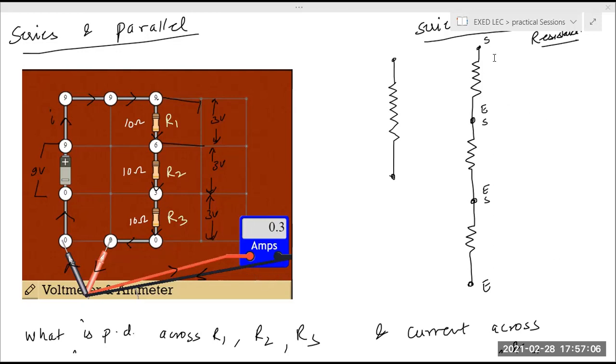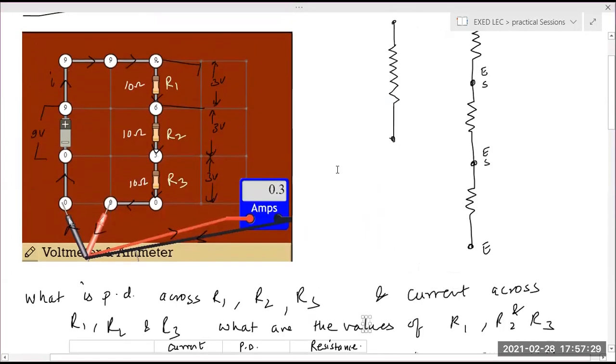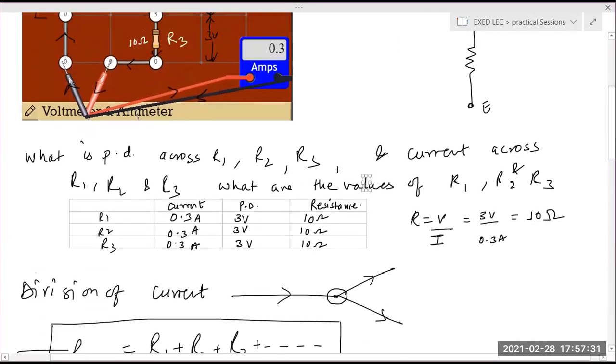I hope this is clear how we have connected in series. Start, end, then the start of another resistor connected to the end point of this resistor. The start point of this resistor is connected to the end point of this resistor. So like this we connect our resistances in series. Children, I hope this makes some sense to you. Now I have made a table over here.